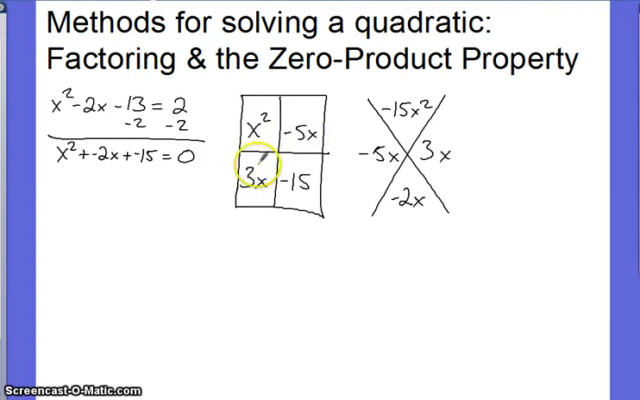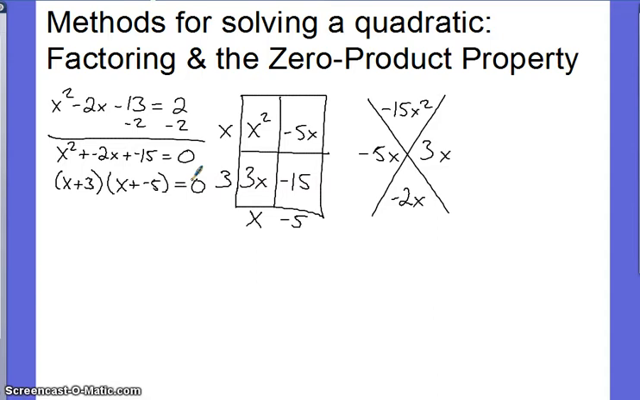Next, I use my generic rectangle to factor this out. I look at x squared and negative 5x. What do those two things have in common? What they have in common is x, so I can pull an x out. If this is x, for this to be x squared, I have to multiply by x. If this is x, for this to be 3x, this has to be 3, because 3 times x is 3x. And 3 times what would give me a negative 15? That is negative 5. So my quadratic factors into x plus 3 times x plus negative 5 equals 0.